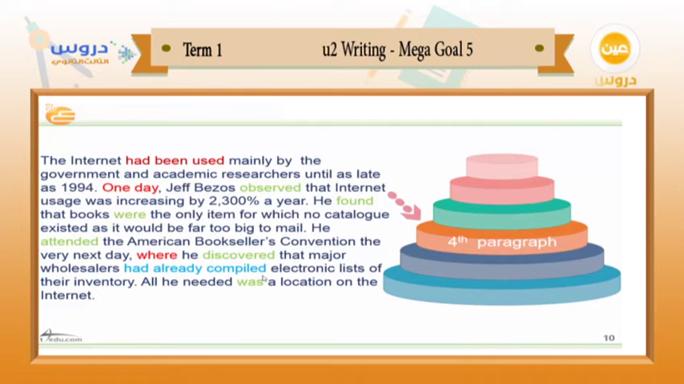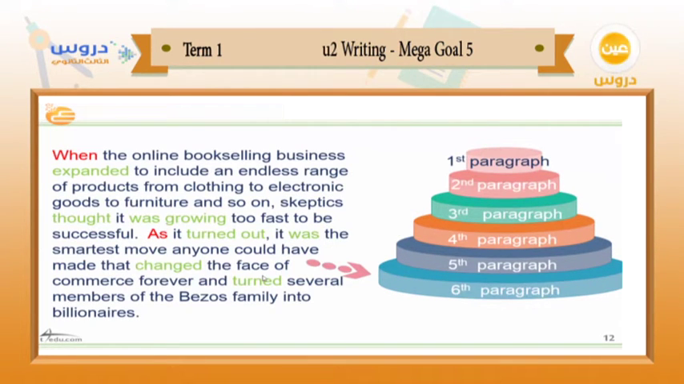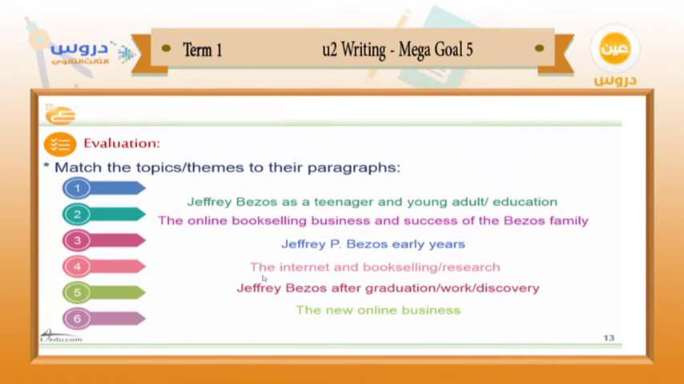Okay, so this is okay. The paragraph, or so the biography, or say the descriptive life of a person. Now let's move to the evaluation. Match the topics, themes to their paragraphs. As you know, we have 6 paragraphs. Each paragraph concerns a topic or a theme.